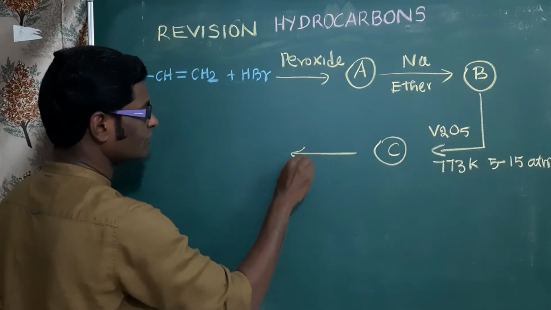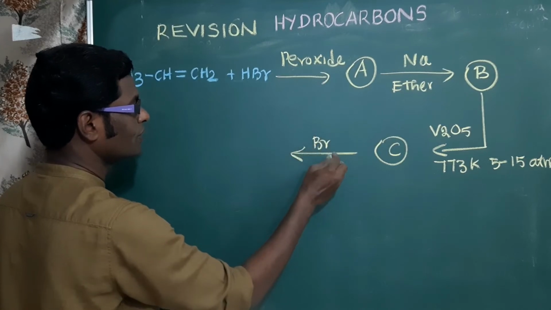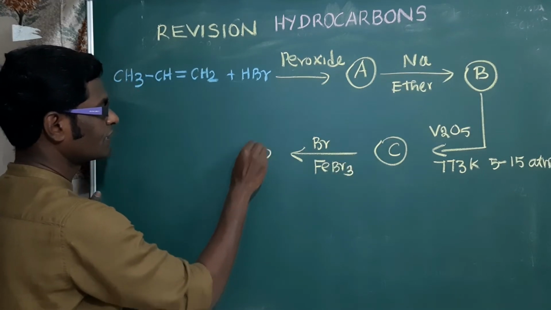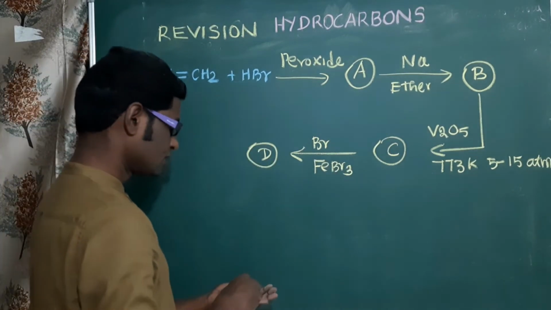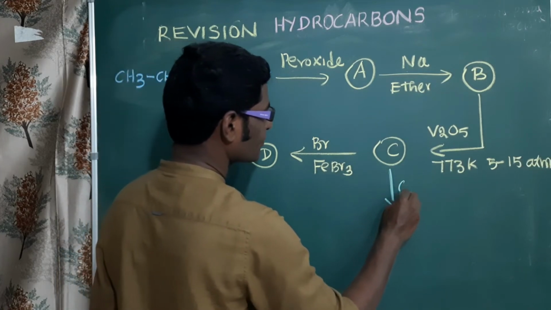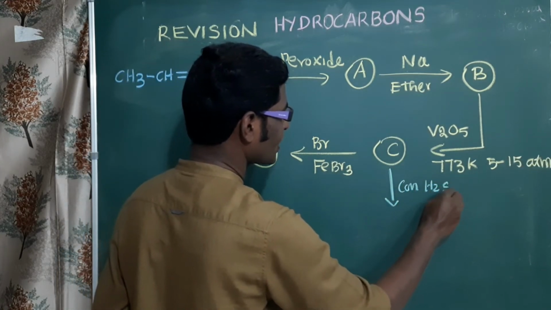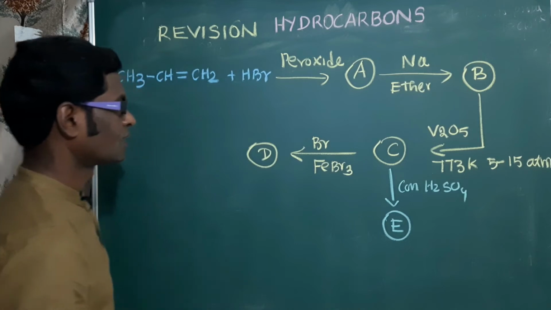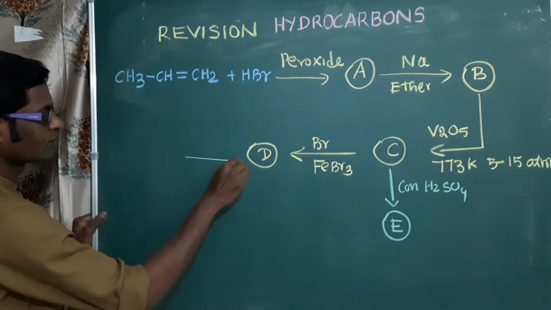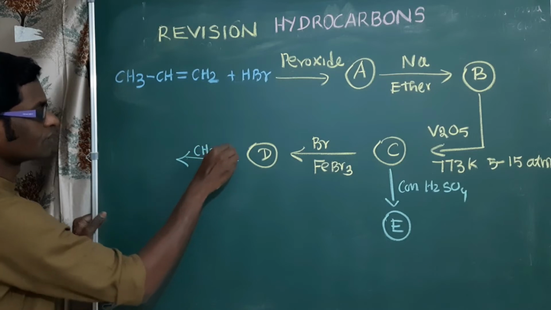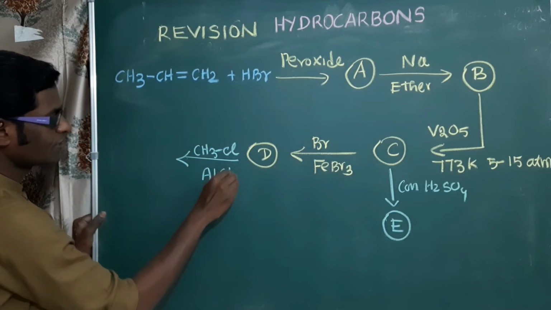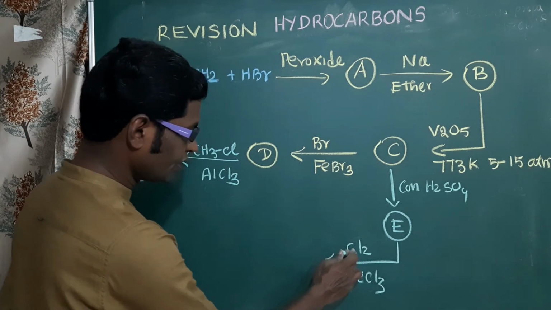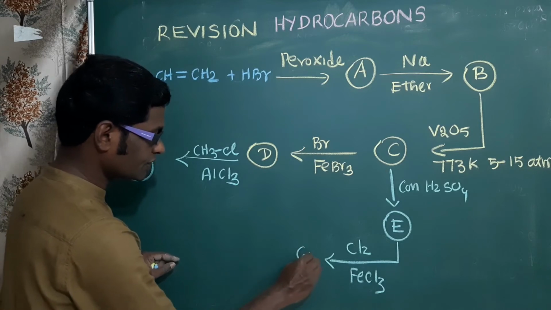When C treated with bromine in presence of FeBr3, we will get D. Same C treated with concentrated sulfuric acid, we will get E. When D treated with chloromethane in presence of anhydrous aluminum chloride, we will get F. When E treated with chlorine in presence of FeCl3, we will get G.